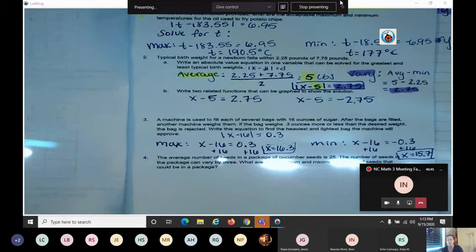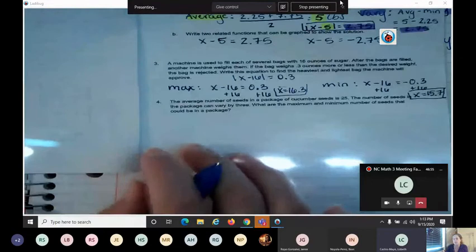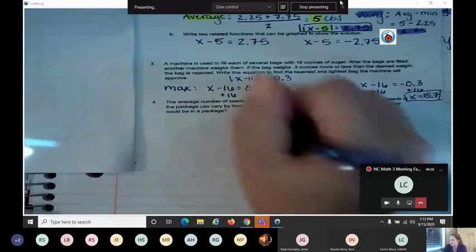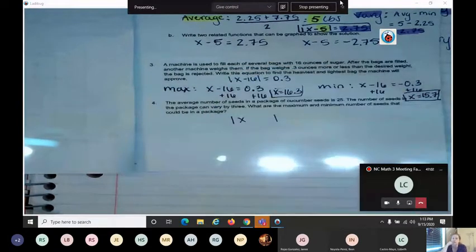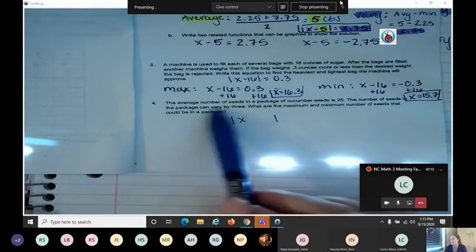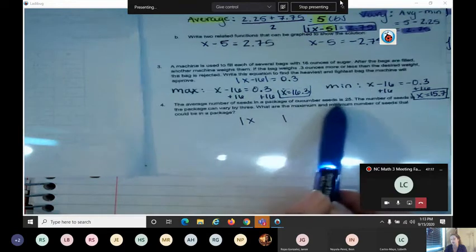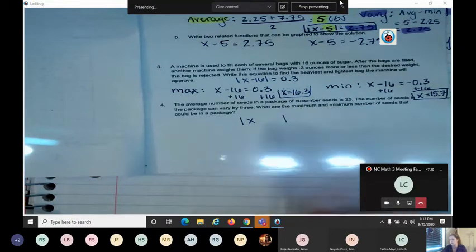So Lisbeth, are you there? Yes. Okay, so help me come up with this equation. So what is the average number of seeds in the package? So it says the average number of seeds in a package of cucumber seeds is 25. So what number should I subtract from x?